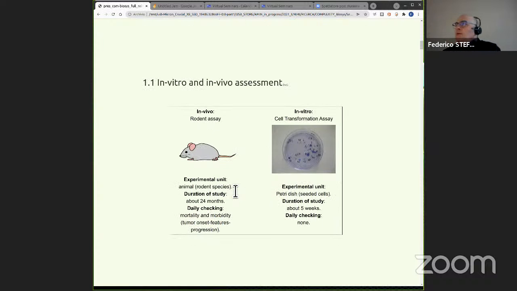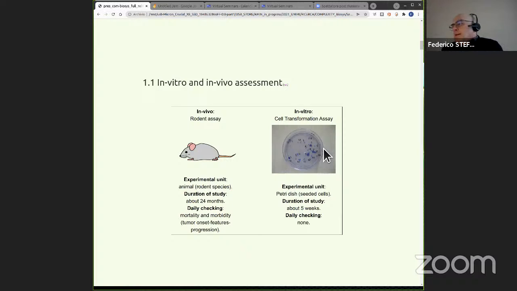Here we are. So cell transformation assays are a group of in vitro techniques that correlate quite well with the rodent bioassay. On the left, you see the experimental unit, rats. The study with rats lasts for 24 months, and daily checking is performed on mortality, morbidity, tumor onset, features, and so on. In vitro techniques, in particular the cell transformation assay, are based on petri dishes. You can see in this slide one petri dish, and you count the number of fully transformed foci, these dark spots in the petri dish. This study lasts for 4 to 5 weeks, and no daily checking is required. The experimental units are petri dishes seeded with immortalized cells.